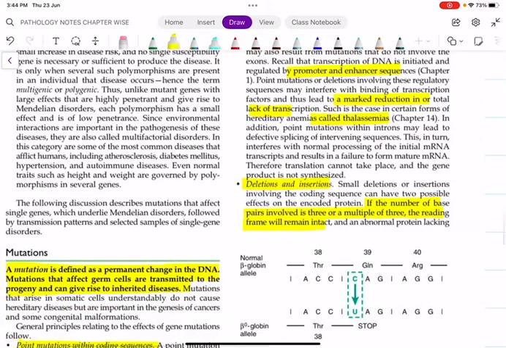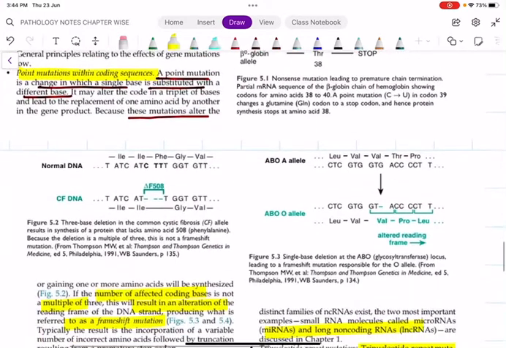Then deletions and insertions. Remember 2 points. If the number of base pairs that we are either adding or deleting is a multiple of 3, or 3, the reading frame will remain intact. Fine. So the abnormal protein will either be absent, or sometimes that protein will be produced in excess.